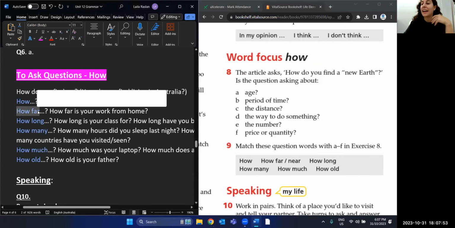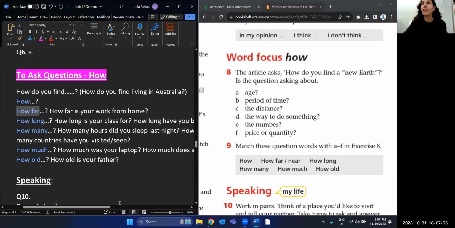You can ask questions like how far? How far do you live from the city? How long do you take to get ready? How many hours did you sleep last night? How much did that cost you? That laptop, that new phone? How old is your father? So how is a very important word because we can ask questions with how.